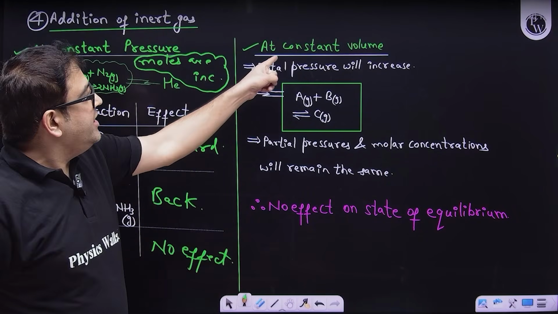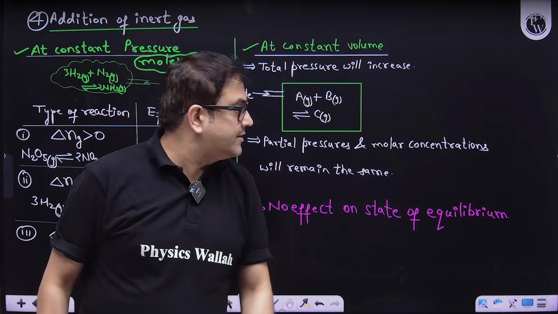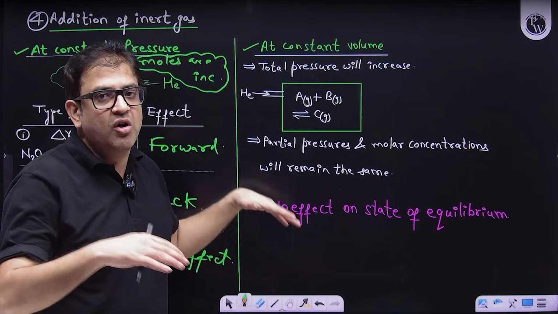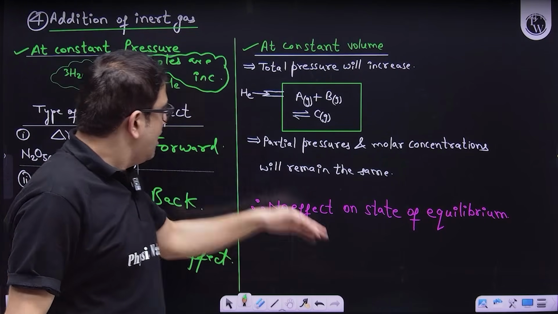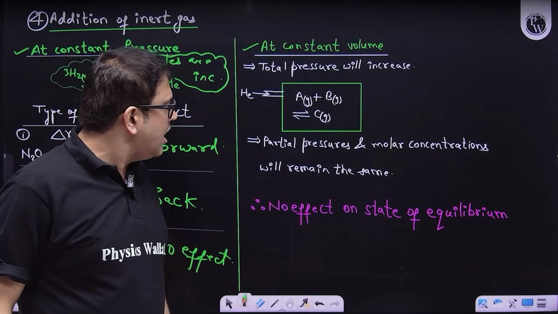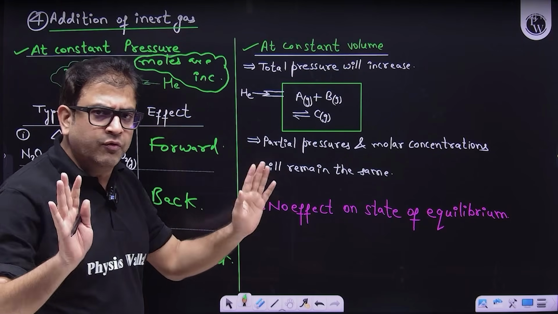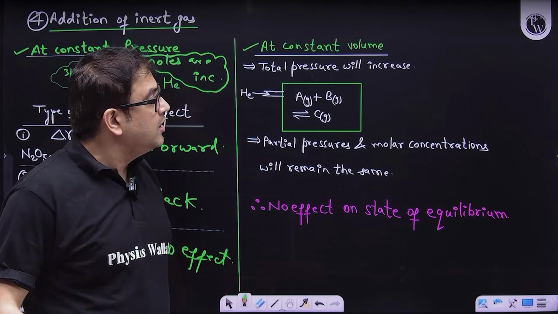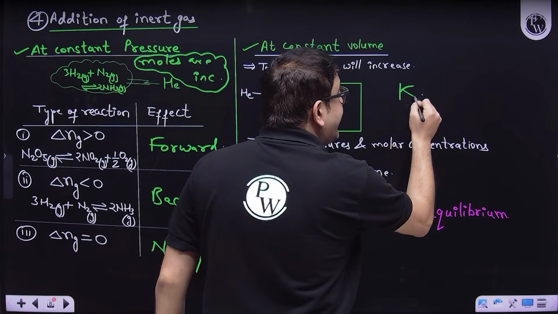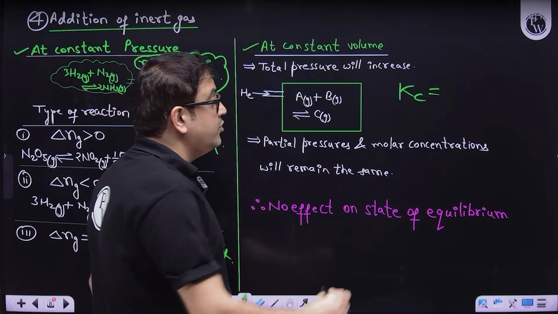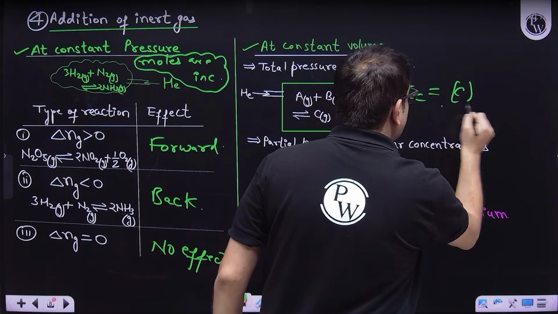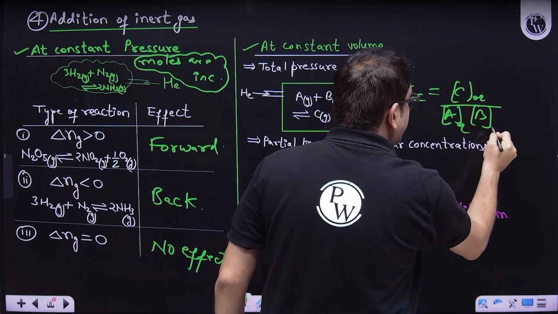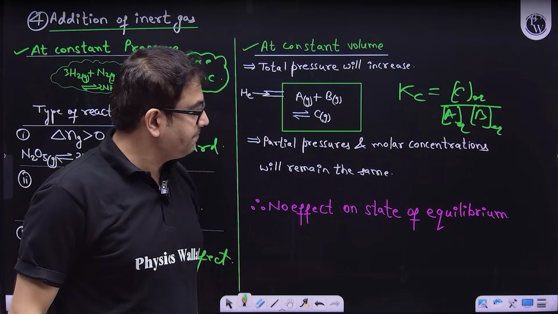Now, if you are adding an inert gas at constant volume, as in a fixed solid box whose walls are not flexible like that of a balloon, and you are injecting an inert gas, the volume is fixed. Will this gas react? No, it's an inert gas. Remember how you write K. Let's say this is a reaction. K is the concentration of C upon the concentration of A into the concentration of B. These are the equilibrium concentrations because I'm equating it with K.